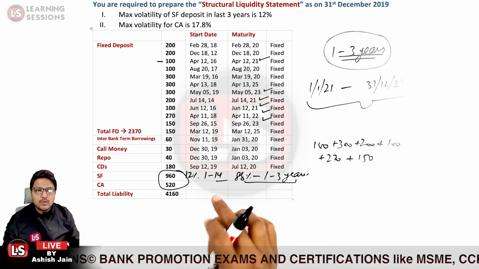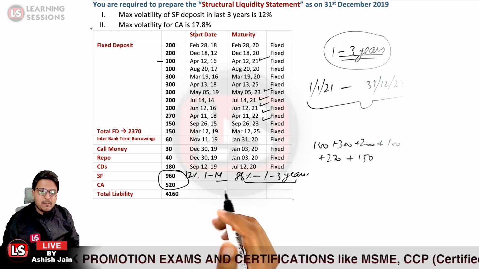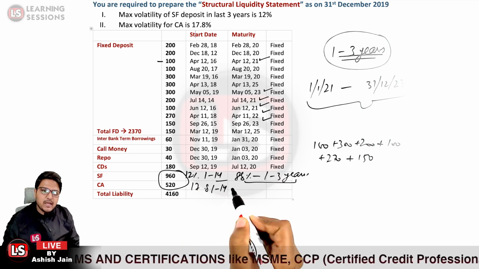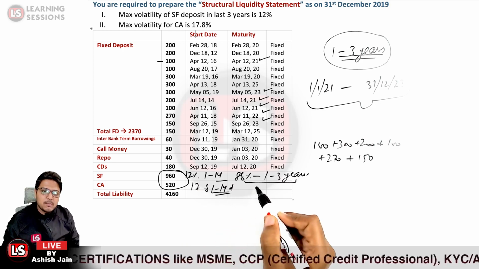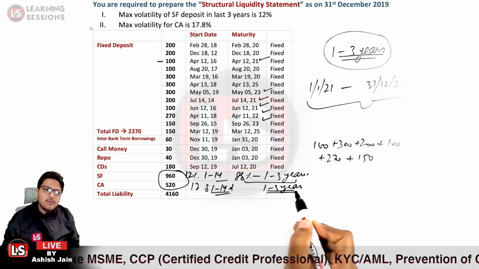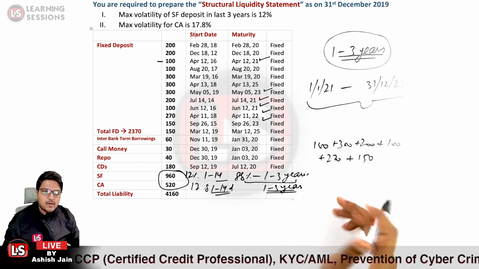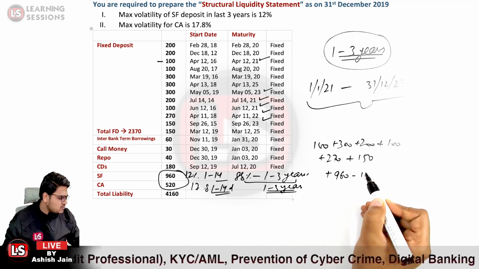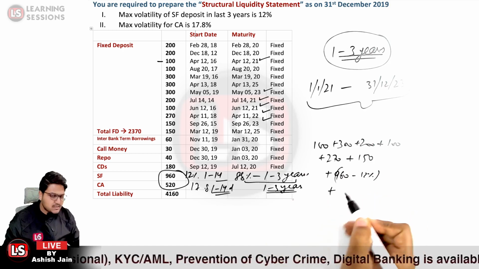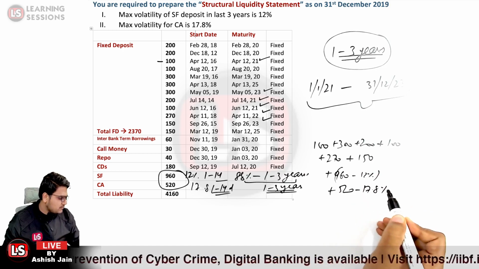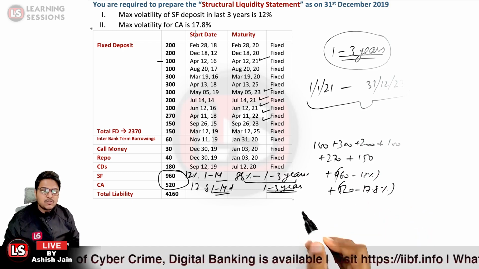Okay. And also related to the current account, 17.8% part was related to the 1 to 14 day bucket, but the rest of the part is to be placed under the 1 to 3 year bucket. Okay, if I'm not wrong. So that will be equal to 960 minus 12% plus 520 minus 17.8%. So that should be our answer.